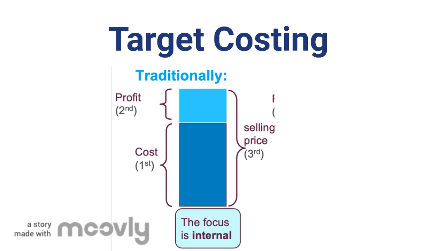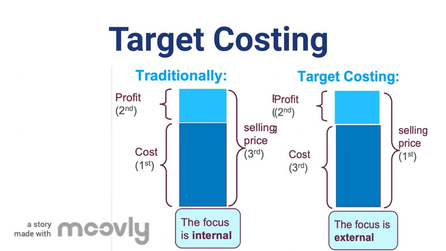So with the target costing approach, the first thing that we review is the selling price. This could be done by conducting a customer or market analysis to understand what our current competitors are selling their price for and what our customers are willing to pay. And then we review our profits as the second item to maintain a profitable margin. And finally, the cost. So this is understanding and reviewing the cost structure required to achieve our desired profit margins.